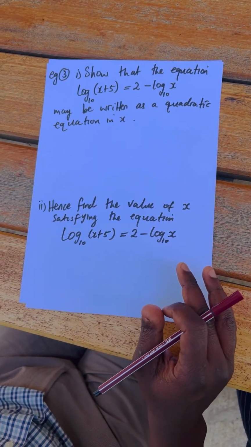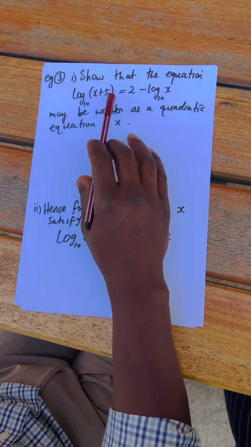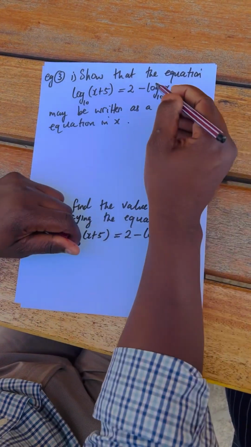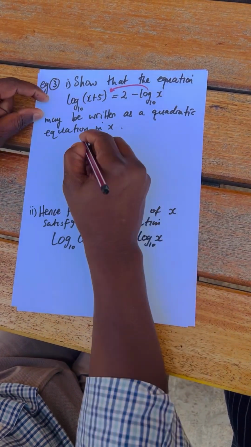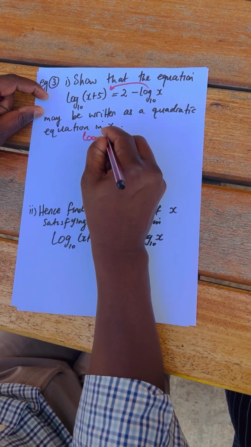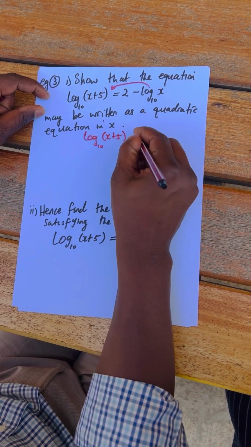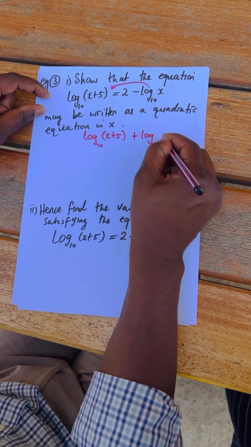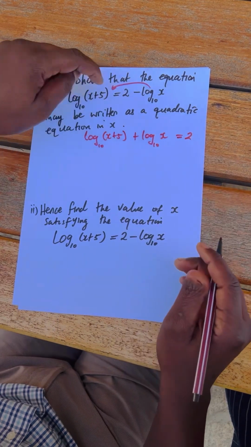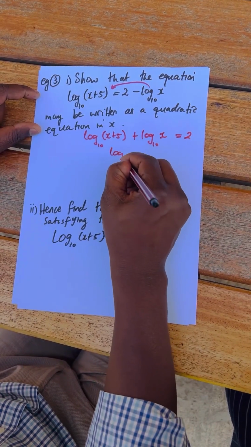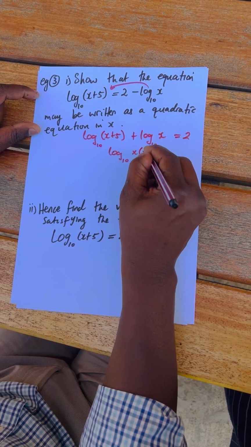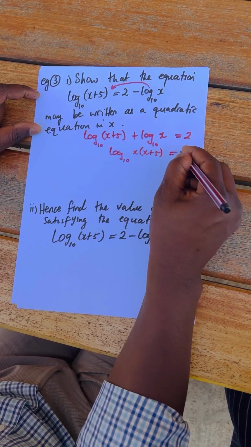I want to show that that can be written as a quadratic. Again, I need terms in logs on one side. It's minus in here, it adds. So this is log base 10 of (x plus 5) plus log base 10 of x equal 2. So it goes there, it adds. The first law says this multiply. So log base 10 of x times (x plus 5) equal 2.